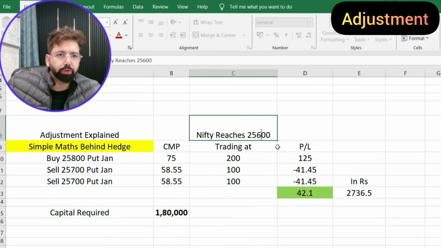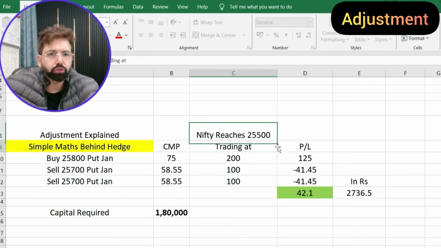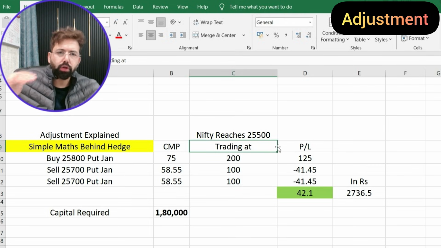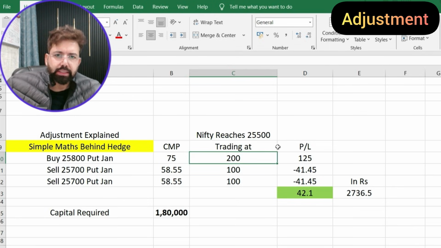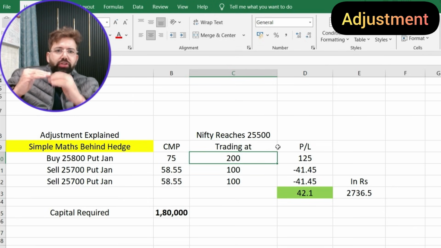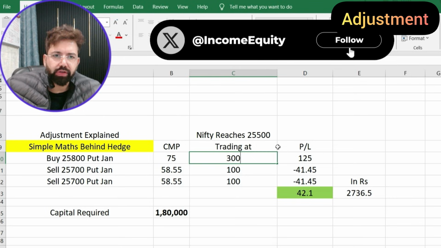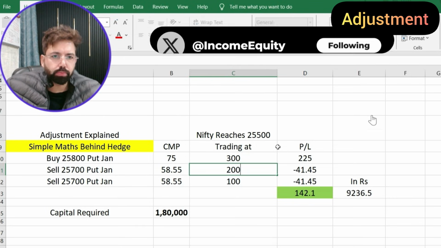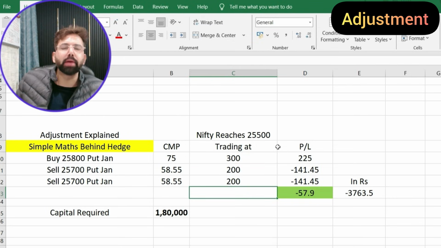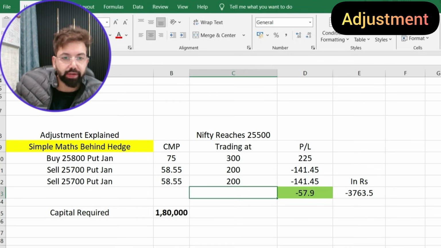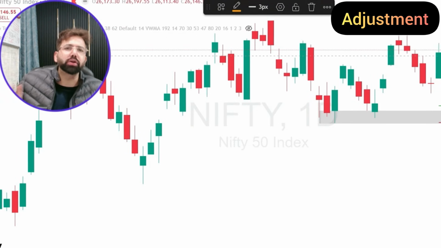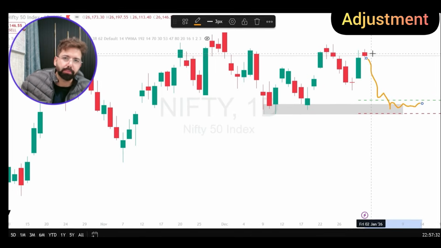So let's make it go more down because remember, when we do this, the break even comes down. So I have to go more down. So suppose market goes down now to 25,500. Now what happens? This put is obviously 300 points below. So this is going to be 300, simple maths. And these two puts 200. If market expires here at 25,500, right, for the month. Now, obviously, it's not a recommendation. I'm just teaching you the adjustment methods.